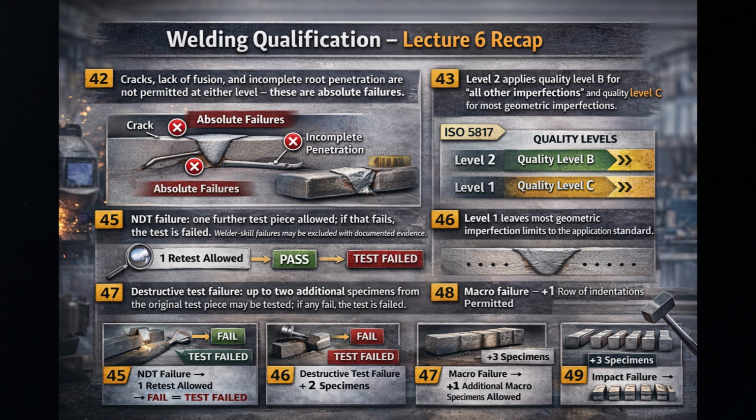46. Destructive test failure. Up to 2 additional specimens from the original test piece may be tested. If any fail, the test is failed. 47. Macro failure. With other DT passing, 2 additional macro specimens may be taken from the original test piece. 48. Hardness failure. 1 additional row of indentations permitted. All values must stay within Table 3 limits. 49. Impact failure. 3 additional specimens may be taken. Combined average of all 6 must meet the minimum requirement.